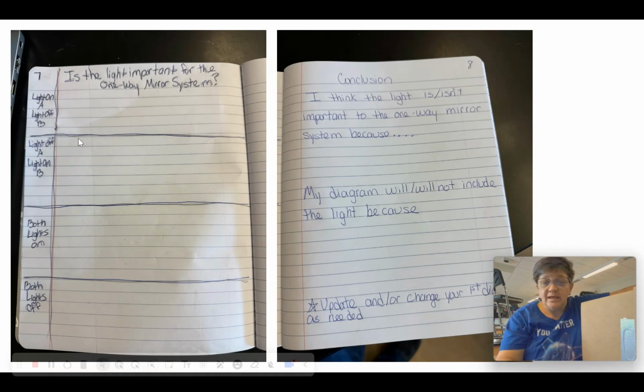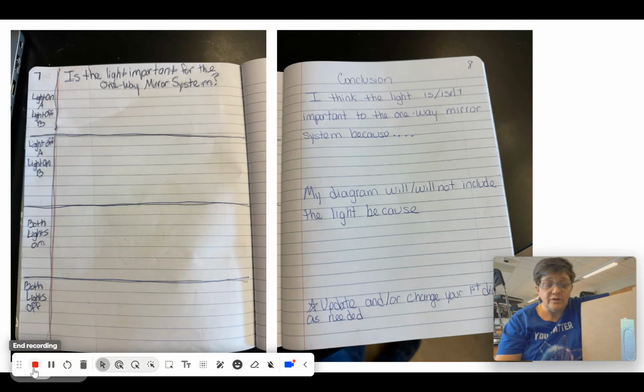When you're done, then you're going to come to this conclusion, talking with your group or your partner or somebody. What do you think? What did this activity show you about light? Is it important for the one-way mirror? When you change the light, does it change what they see? Okay? That's what you're doing. And that's today's activity. Good luck and have fun.